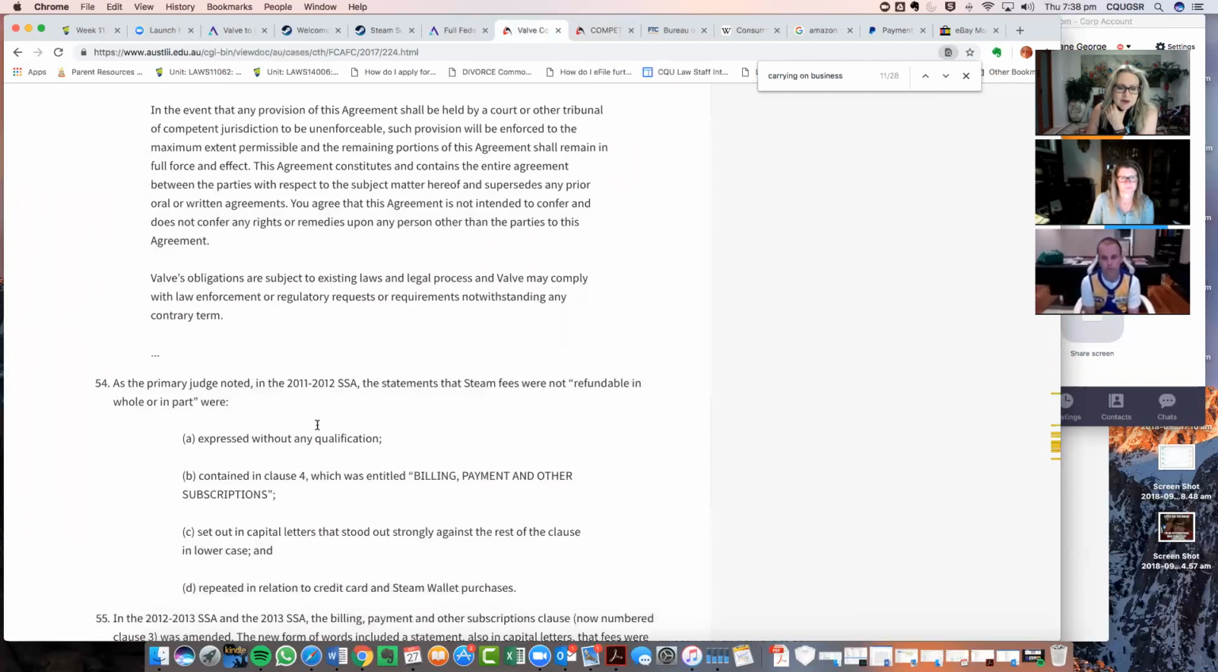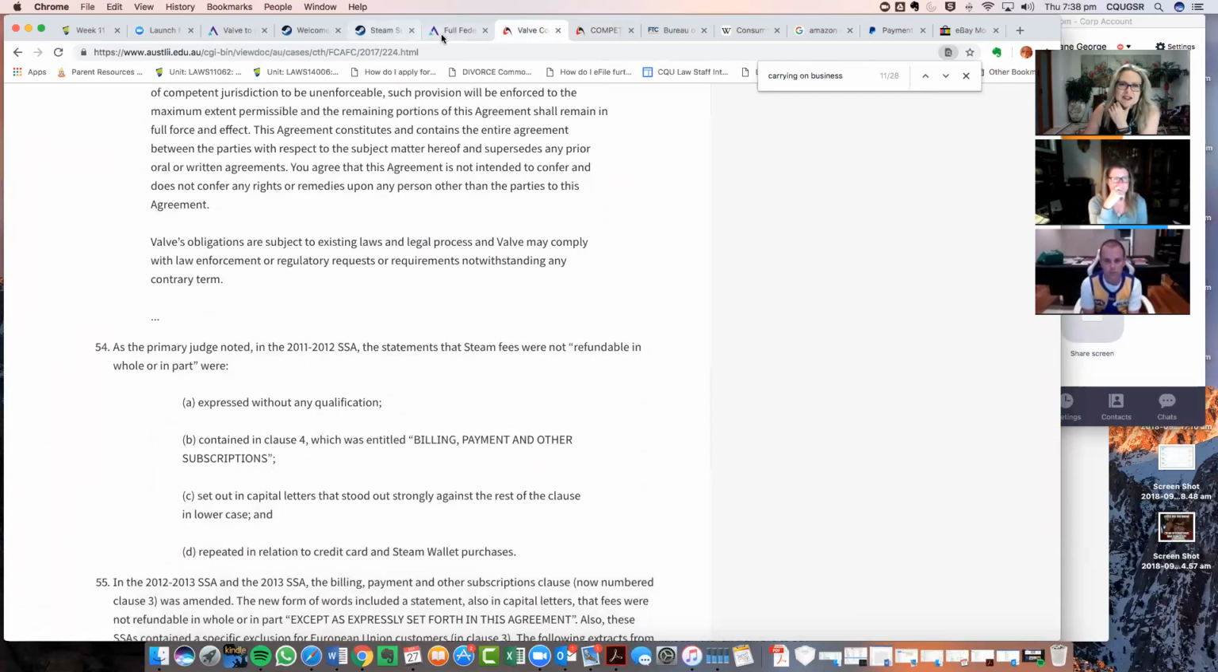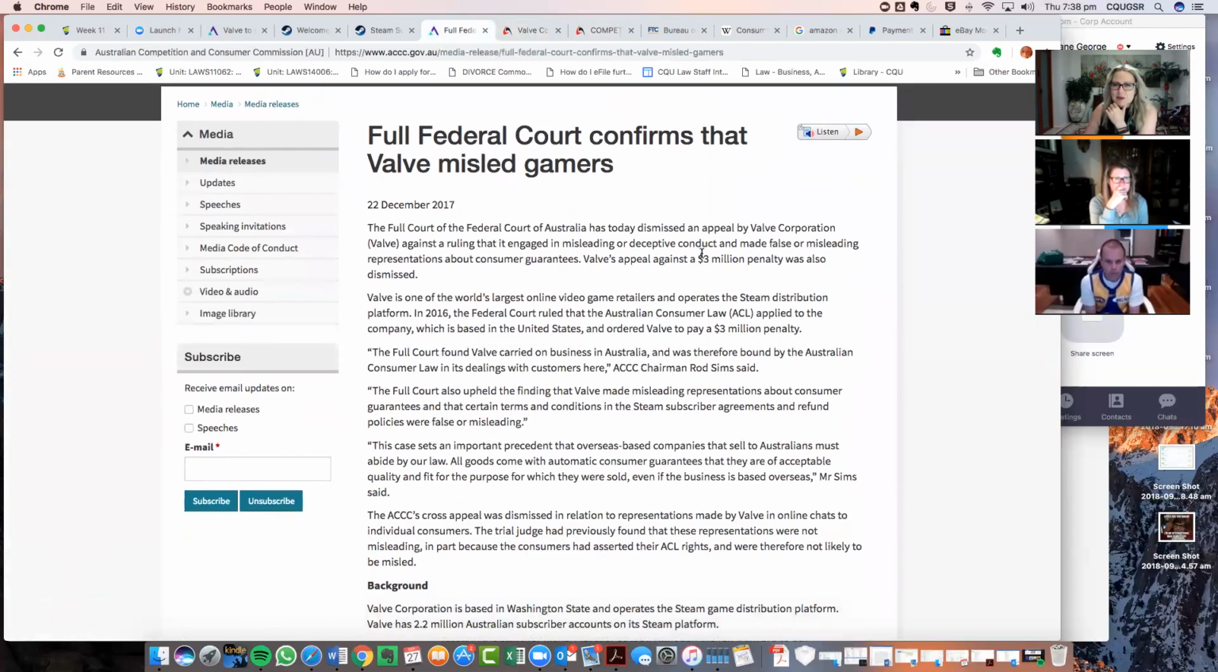So the court got fairly annoyed with that, and as you can see there, imposed a $3 million penalty, which I think was a pretty good victory for the ACCC, actually. They were fairly recalcitrant and they did try it on.